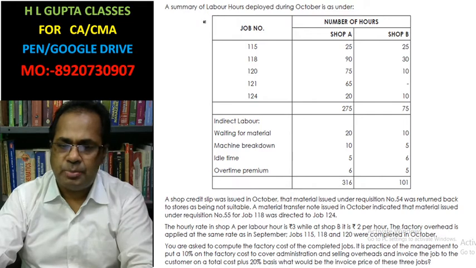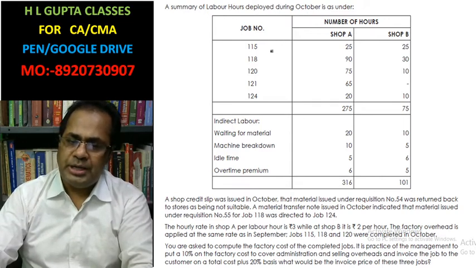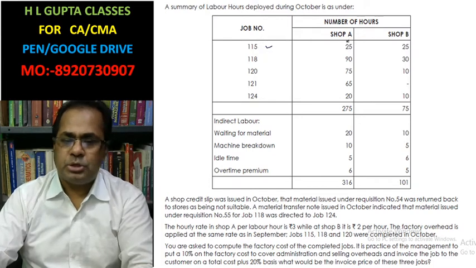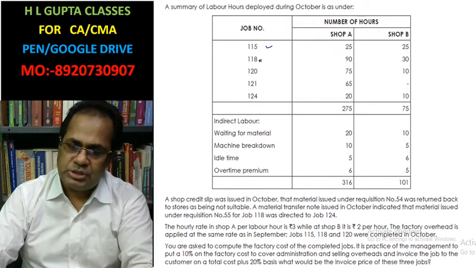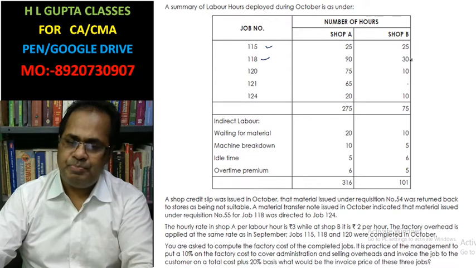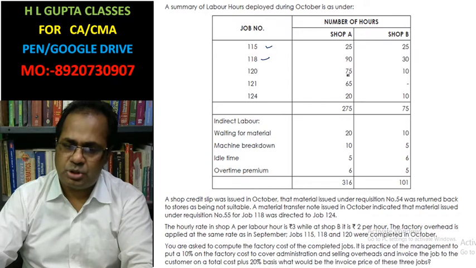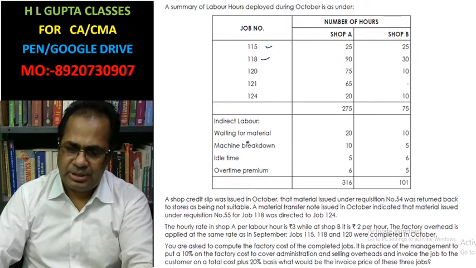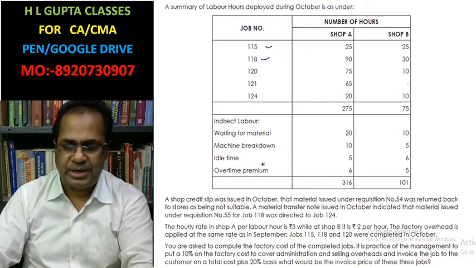Now a summary of labor hours deployed during October is as under. Job number 115: shop A 25 hours, shop B 25 hours. Job number 118: 90 hours for shop A and 30 hours for shop B. Job 120: 75 hours of A and 10 hours of B. Now, indirect labor information is also given: waiting for material and machine breakdown are the idle expenditure.